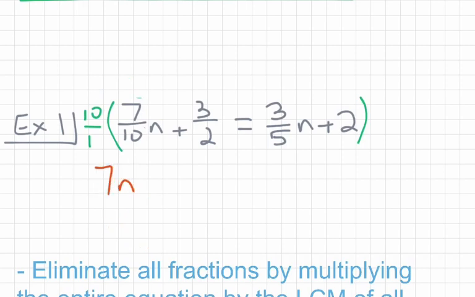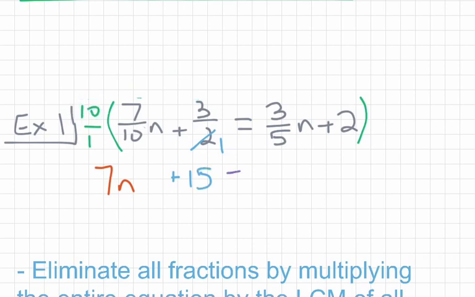So now I move on to my next term. I'm going to bring down my plus sign so I don't forget about that. I'm going to take my 10 over 1 and multiply it by 3 over 2. So we should always end up with the numerator of our LCM canceling the denominator of our fraction. So 10 and 2: 10 goes into 2 five times, no wait, 2 goes into 10 five times, and 2 goes into 2 once. So now we end up with 5 times 3 equals 15.